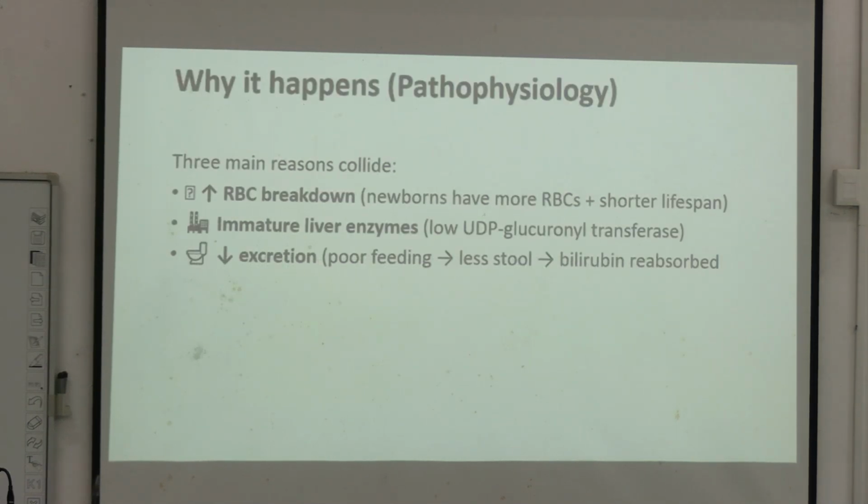Why does it happen? Pathophysiology, three main reasons. First, increased RBC breakdown. Newborns have more RBCs plus shorter lifespan. RBC is more but shorter lifespan. Second is immature liver enzymes and decreased excretion. Third, poor feeding, less stool, bilirubin reabsorbed.